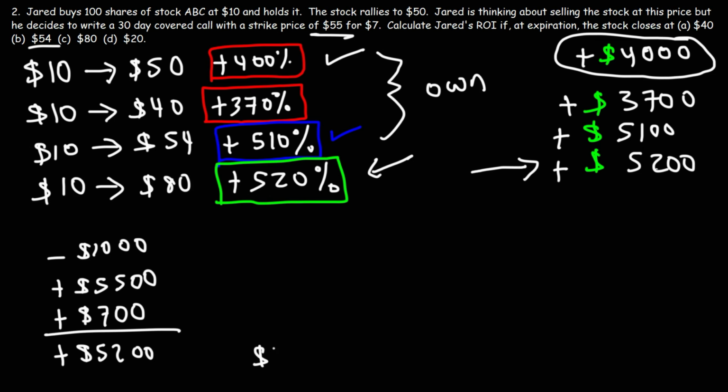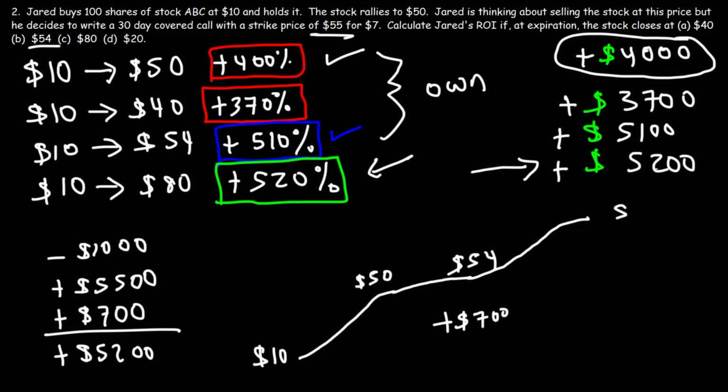Let's say the price is initially 10, it rallies to 50. That's when he decides to write the covered call. And then let's say it drifts to 54 at expiration. So it doesn't reach the strike price at expiration. So after that day, when the call option expires worthless, he keeps the $700. But let's say after that, the stock continues to rally to 80.